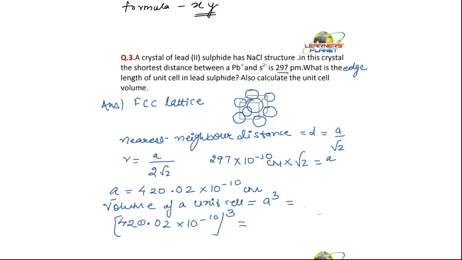Okay? Now let's cube this, that is 420.02 into 420.02 into 420.02, that is some 7.409 into 10 to the power minus 23 centimeter cube, right? You can check the calculation. There may be error in the calculation, but just check it out.